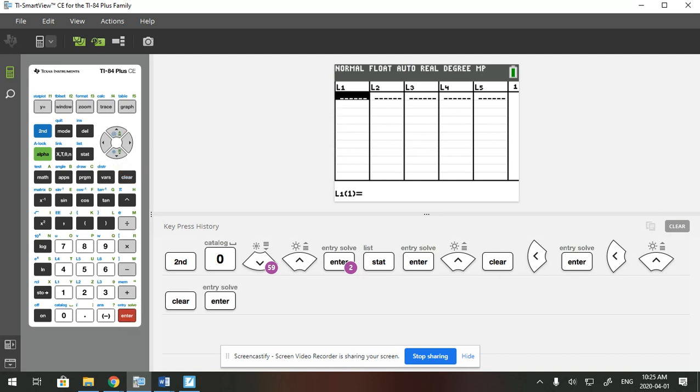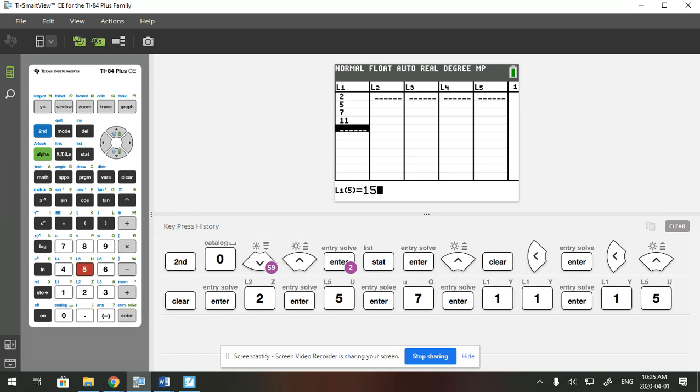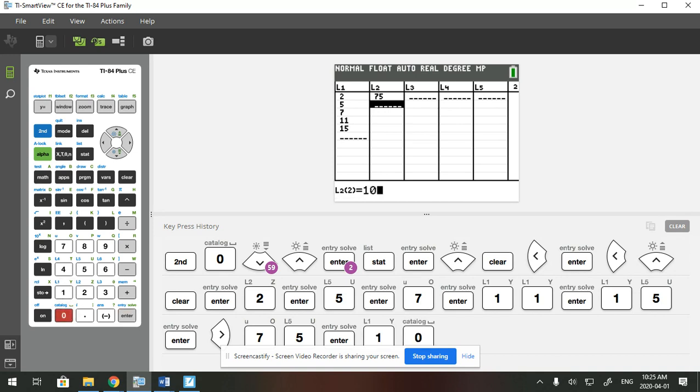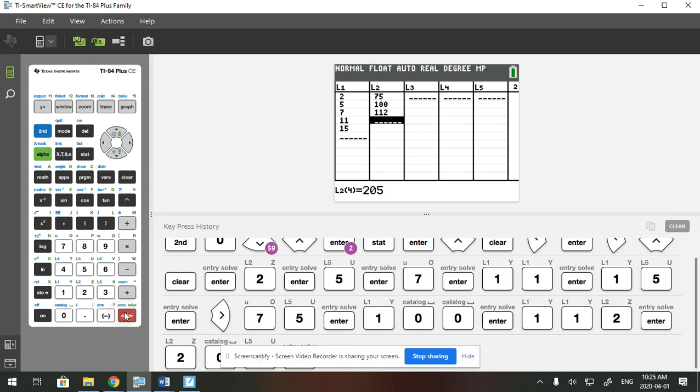Okay, so my list 1 is going to be my x values, which we figured out was 2, 5, 7, 11, and 15. So you're going to enter all those in. Be careful here, because if you enter in something wrong, it's going to throw off all your data. So you have to kind of precisely enter in all those data points. For list 2, it's all your y values. So we have 75, 100, 112, 205, and 290. Now everything is entered into our lists.